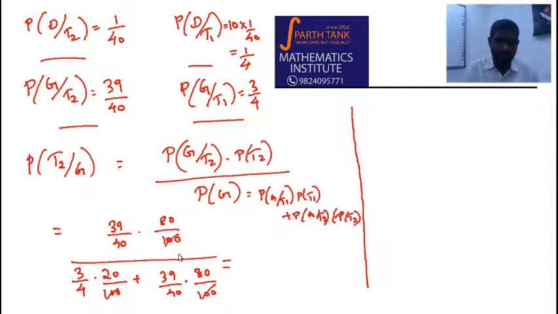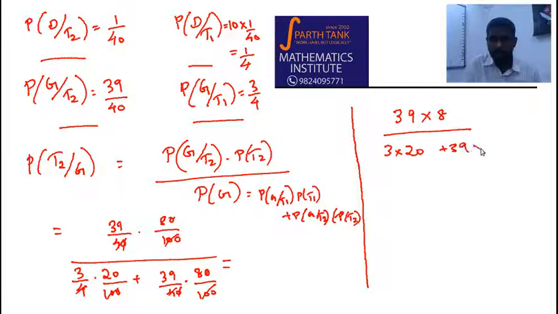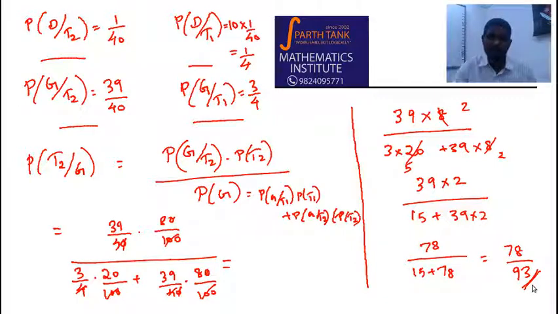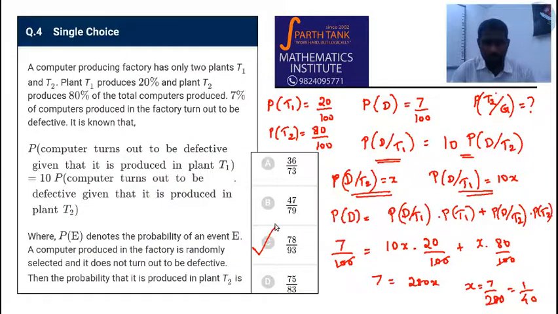Okay, and then let me cancel out also the zeros here, and so that way the 4s also can be cancelled out. So I get 39 times 8 by 3 times 20 plus 39 times 8. Cancel each term by 4, I get 39 into 2 4s, right? 2, 5 and 2. So 15 plus 39 into 2, or 78 by 15 plus 78, which is 78 by 93. Very interesting problem. So the answer is 78 by 93, option C.